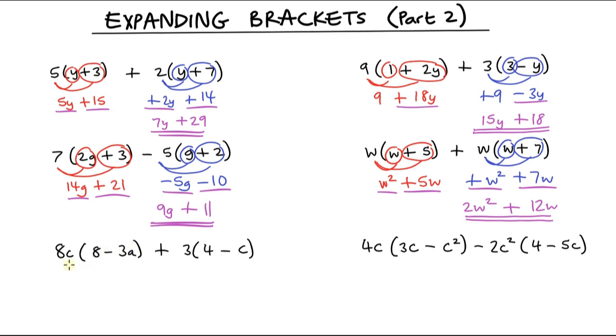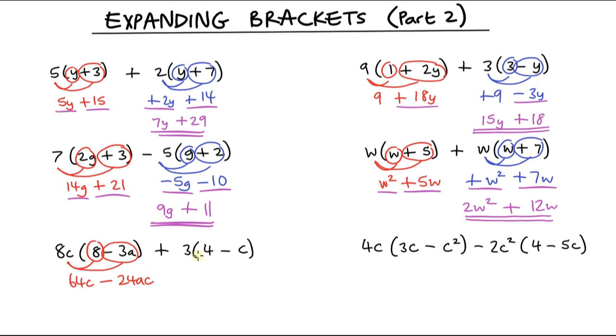Okay, and the next question. So we've got 8c multiplied by 8. That's going to be 64c. And then 8c times negative 3a. Or 8 times 3. Well, first of all, it's going to be negative. And then 8 times 3 is 24. And then we've got c times a. We can just write that as ac.